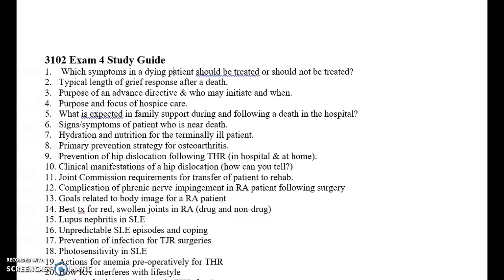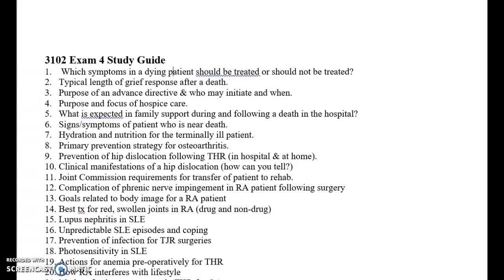I'm going to let you guys investigate what lupus nephritis is and what that means in terms of what you would be concerned with in somebody with lupus developing that symptom. Just knowing that lupus has episodes that are very unpredictable, what kinds of strategies would you use to help the patient and the family cope with that?